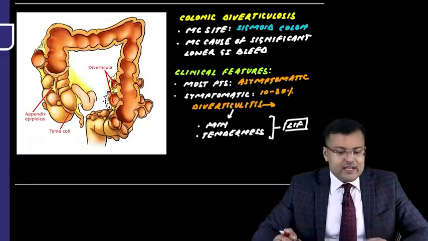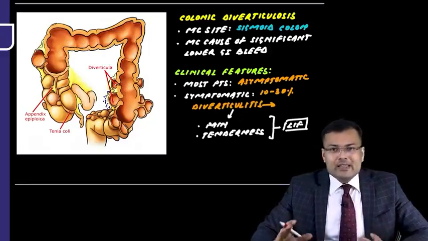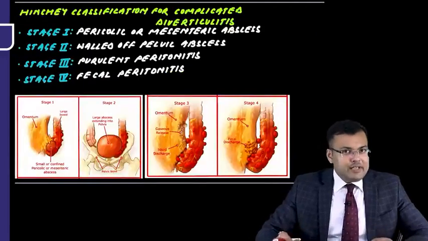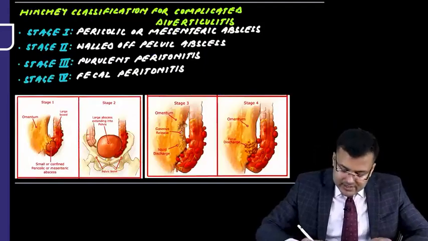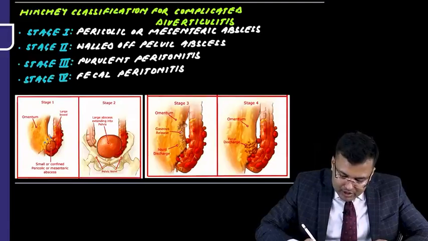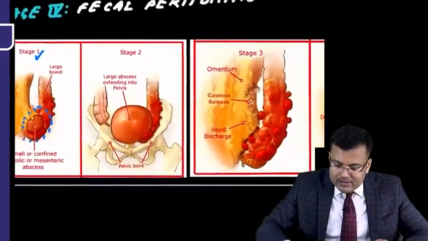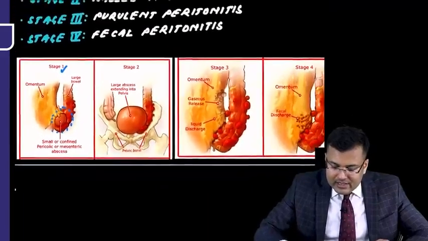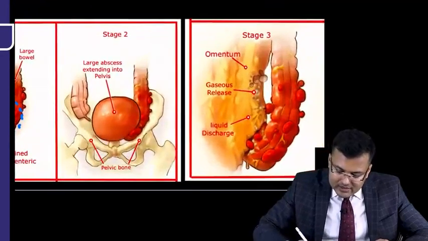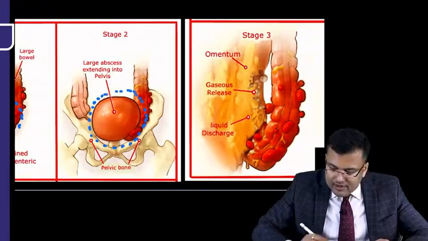There is a classification system which is frequently asked related to complicated diverticulitis, and the name of this classification is Hinchey's classification. First, what is stage 1? Here you can see there is a small or confined pericolic or mesenteric abscess. What happens in stage 2? Here there is a large abscess extending into the pelvis. So in stage 2, there is a walled off pelvic abscess.